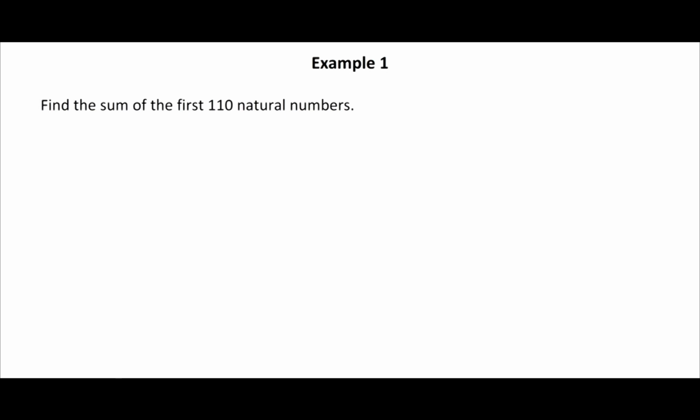Find the sum of the first 110 natural numbers. Click on the solution button to view the solution. Let us see another example. Find the sum of all positive integers less than 298 which are multiples of 9. Click on the solution button to view the solution.